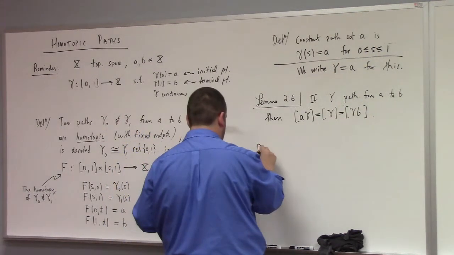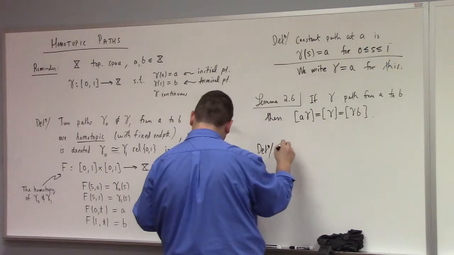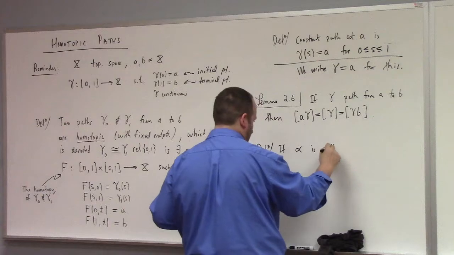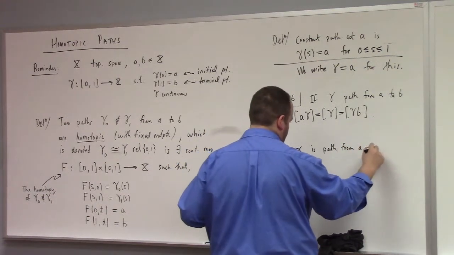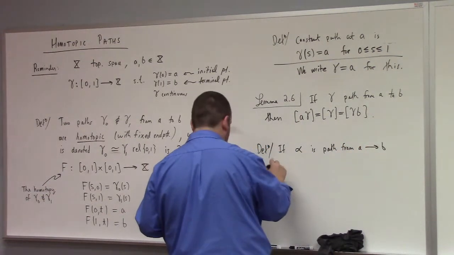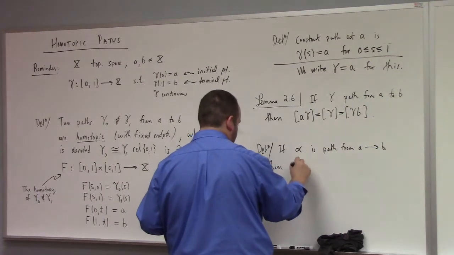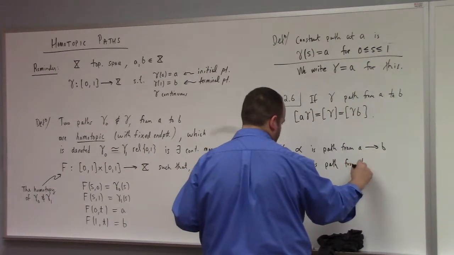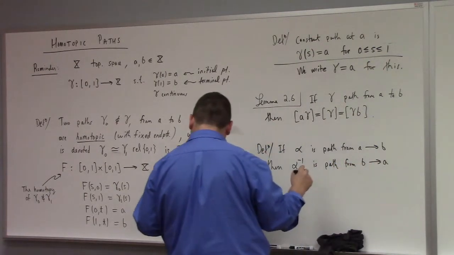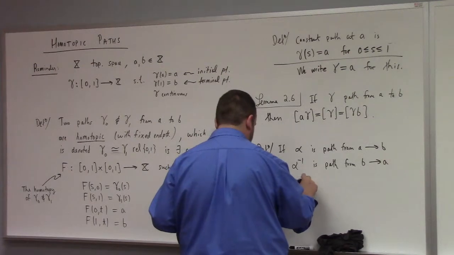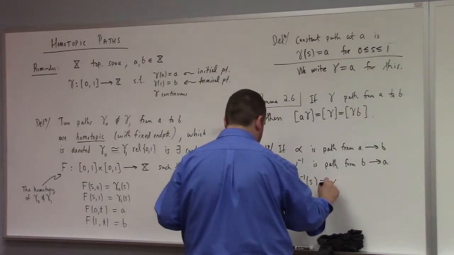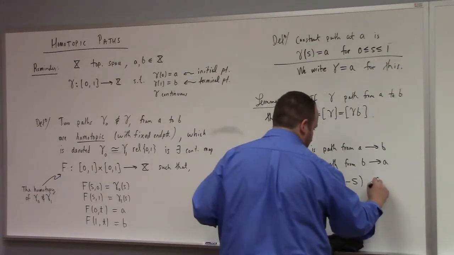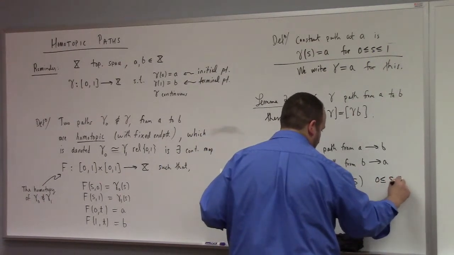Finally, definition. If alpha is a path from A to B, then alpha inverse is a path from B to A, given by alpha inverse of s equals alpha of 1 minus s. So that's the reversal of the path, right?